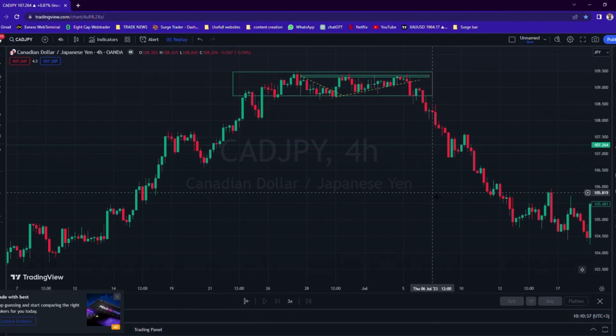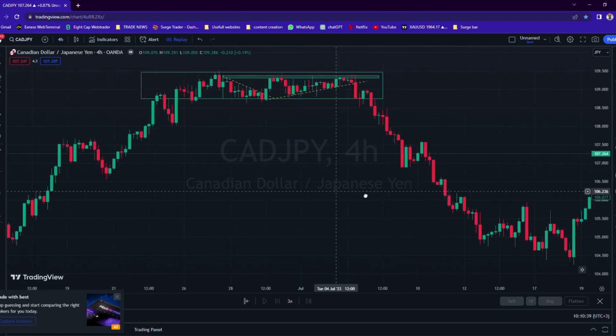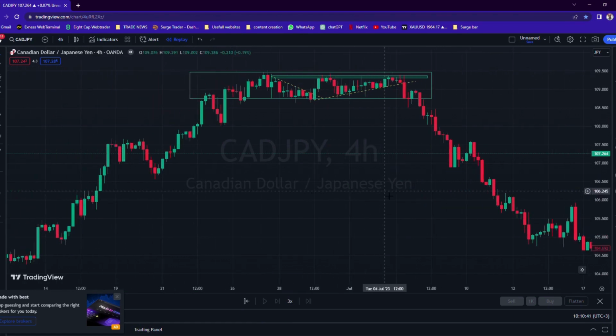So today we are going to look at how to trade during a ranging market. This is the range trading strategy, and let's jump right into it, guys. This is a CAD JPY chart, 4-hour chart, and we are trying to identify where the range is. This was a range that was created for a very good 10 days.